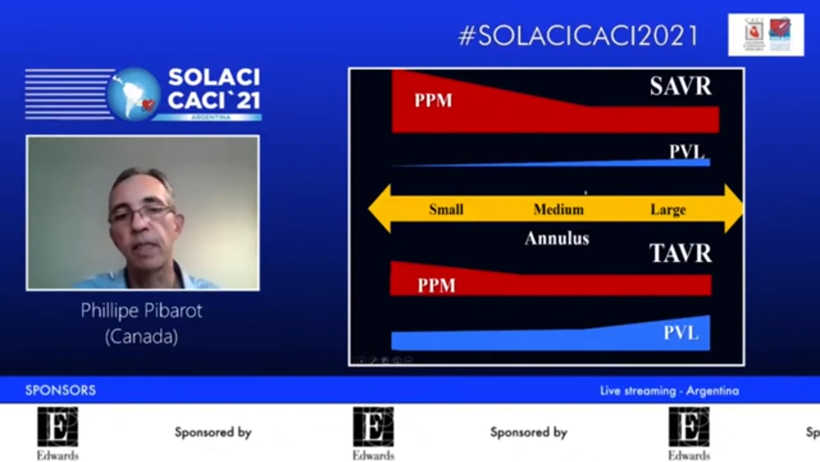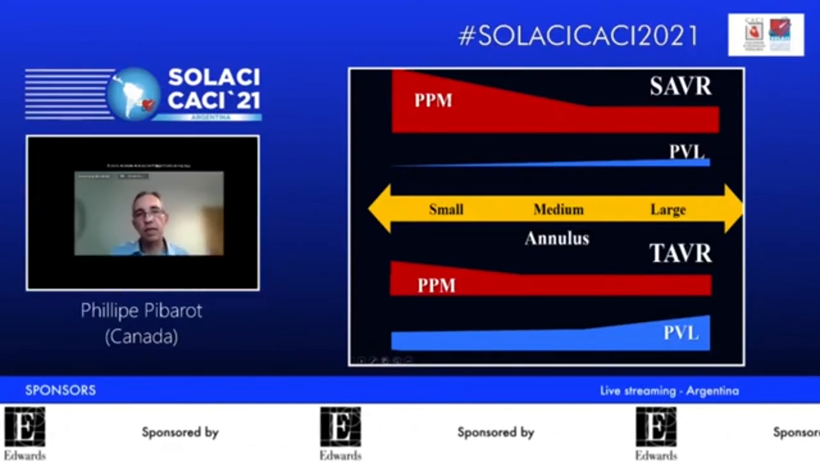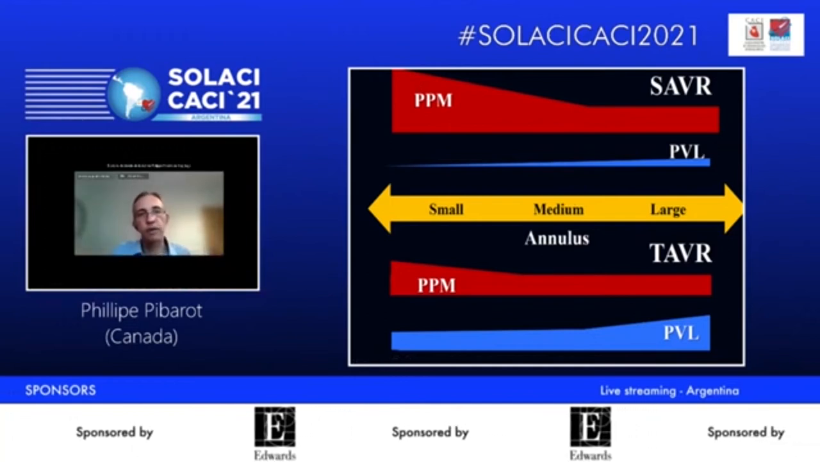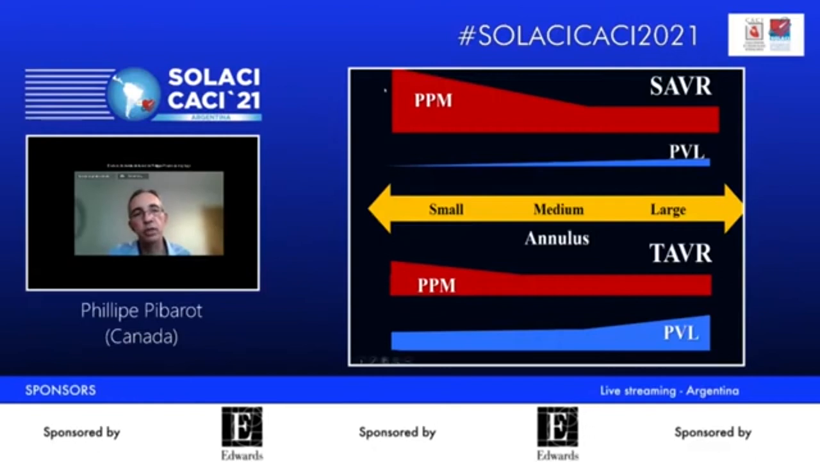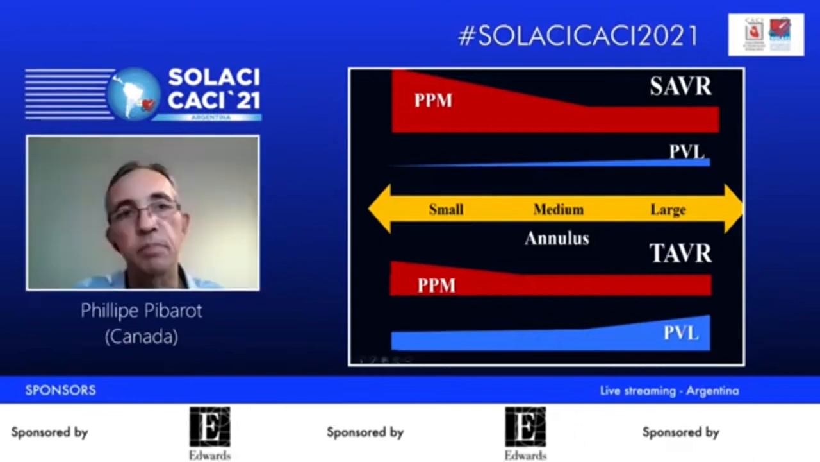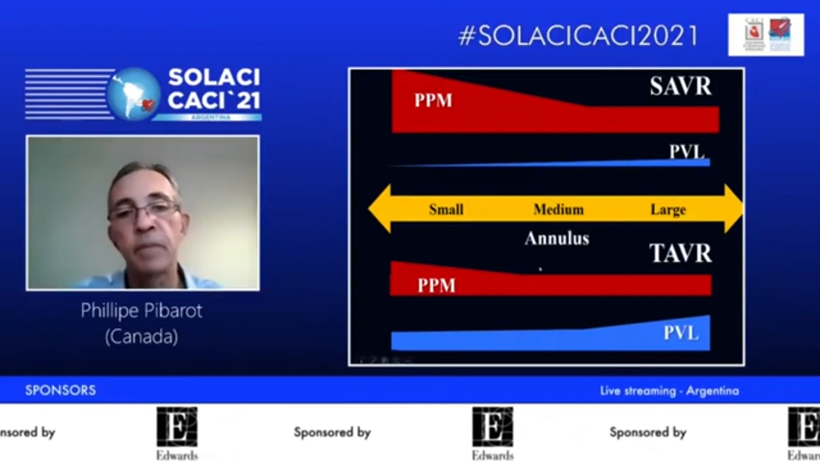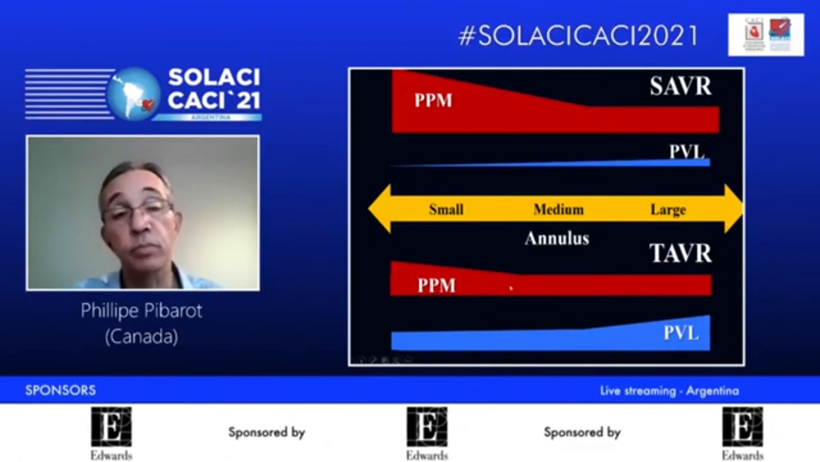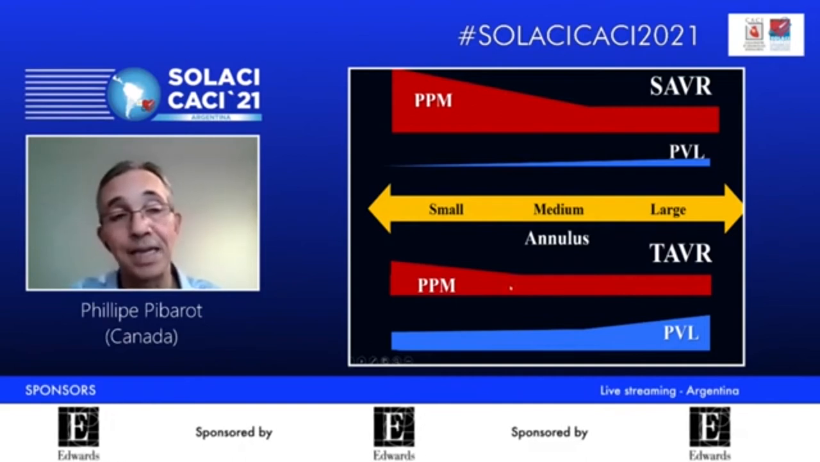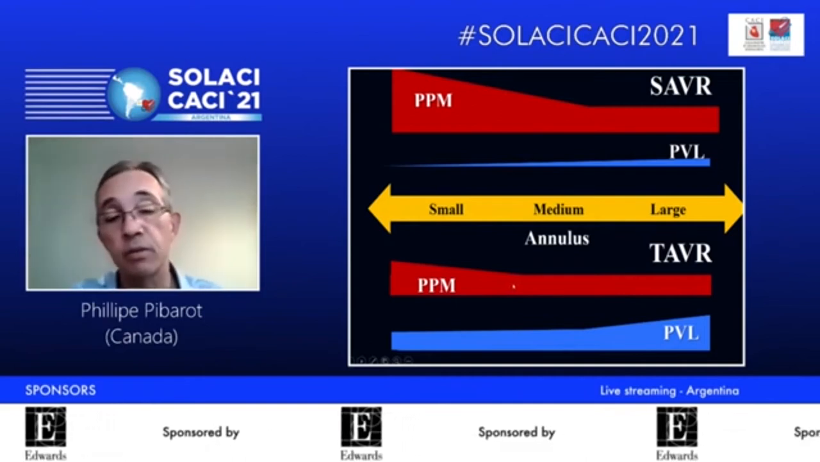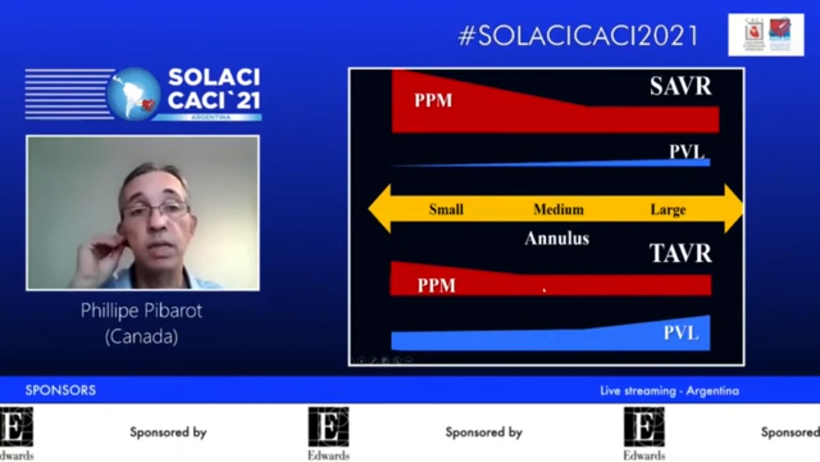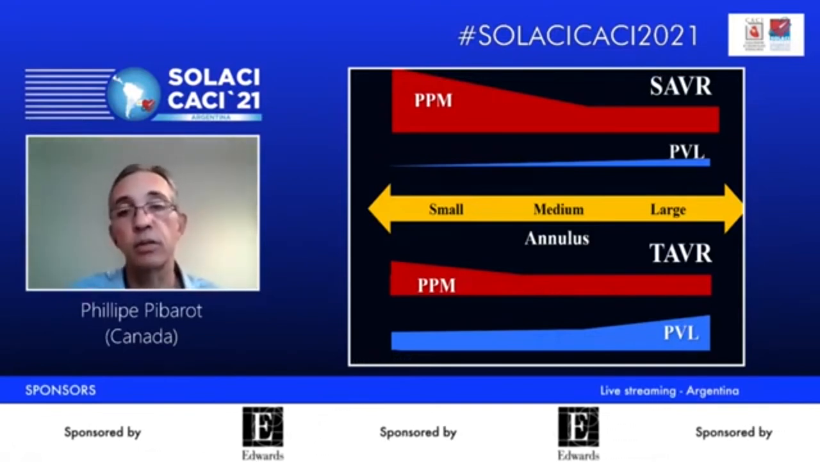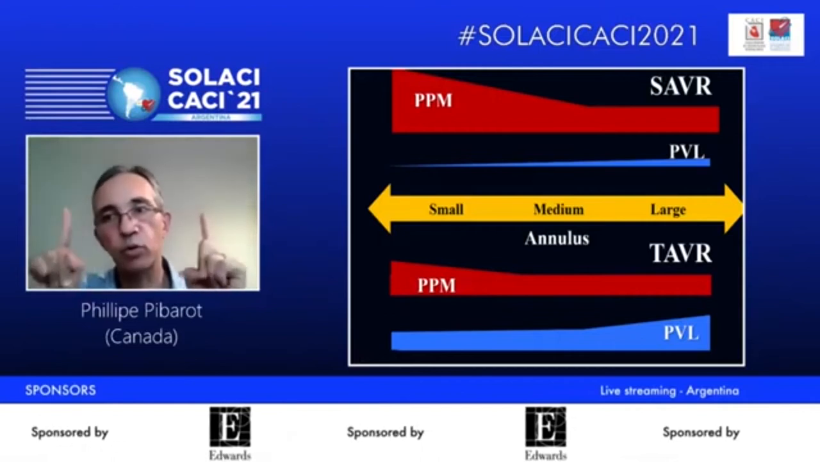So to summarize, with mismatch, clearly in the SAVR series, as soon as you get into the small annulus, you see a very exponential increase in the risk of mismatch and true severe mismatch. Whereas TAVR is more forgiving. It performed surprisingly, and that was not my expectation initially, very well hemodynamically speaking, in terms of gradient and EOAs, even in the small annulus.